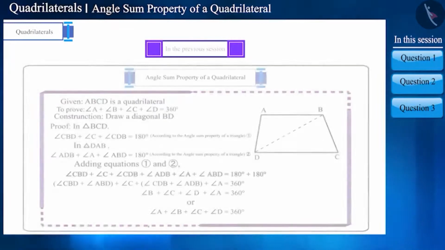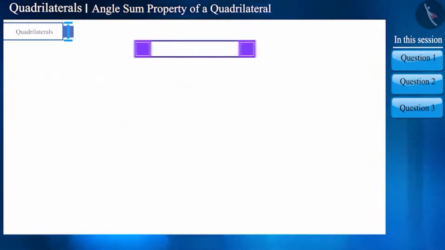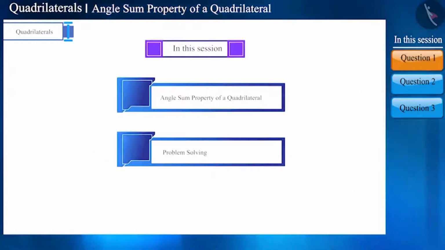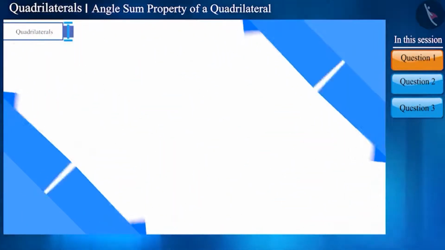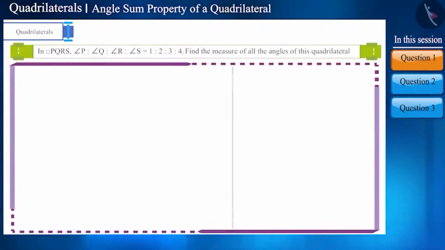In the previous video, we discussed the angle sum property of a quadrilateral. Today, we will solve some questions related to that topic only. So let's start. In quadrilateral PQRS, angle P, angle Q, angle R and angle S are in the ratio of 1:2:3:4. Find the measure of all its angles.